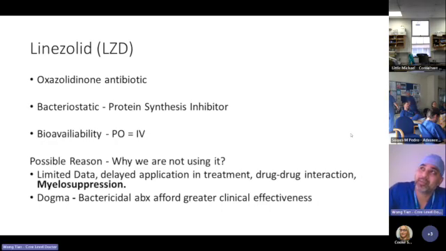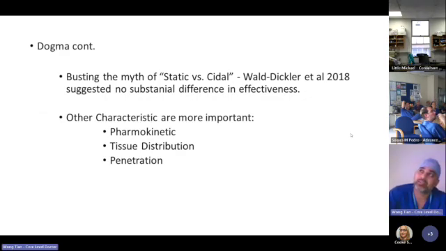All right. So linezolid is an oxazolidinone antibiotic. It's a bacteriostatic protein synthesis inhibitor, and its bioavailability from oral to IV is said to be 100%, but obviously we know there's going to be some drop in bioavailability between PO and IV, though it's near enough close to 100%. Possible reasons why we're not using it are limited data, delayed application of treatment, drug-drug interactions, and also this notion of myelosuppression, which we've seen in some patients here at the LRI as well. And there's also this dogma that bactericidal antibiotics afford greater clinical effectiveness than bacteriostatic antibiotics.